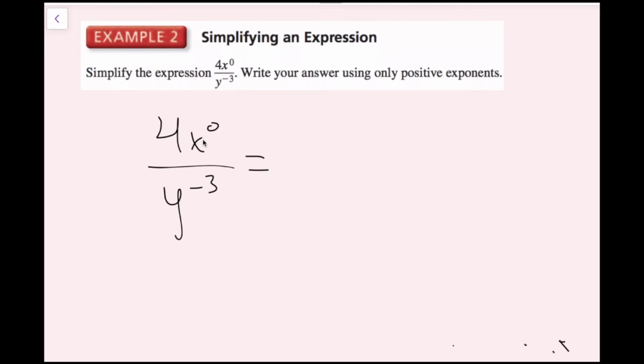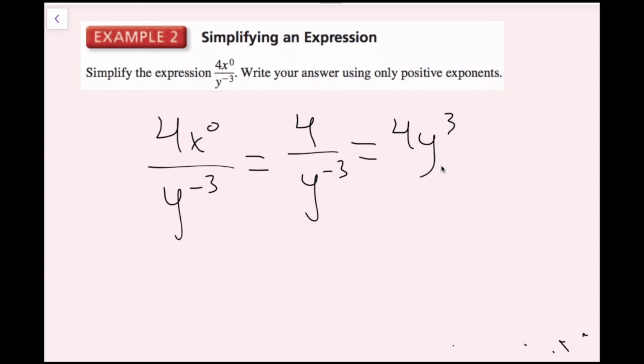So this is going to be 4 times 1, and you could write that, but 4 times 1 is just 4, so this is going to be 4 over y to the negative third power, okay? Well, if you remember, the negative power here, if I think of top or bottom here, well, since I have a negative, I'm going to change it, but it's already on the bottom of the fraction, so I'm going to move it to the top of the fraction. So this is going to be 4 times y, but whenever I move something from the bottom to the top or from the top to the bottom, I get rid of the negative, okay? So this is going to be 4y to the positive third power, okay?